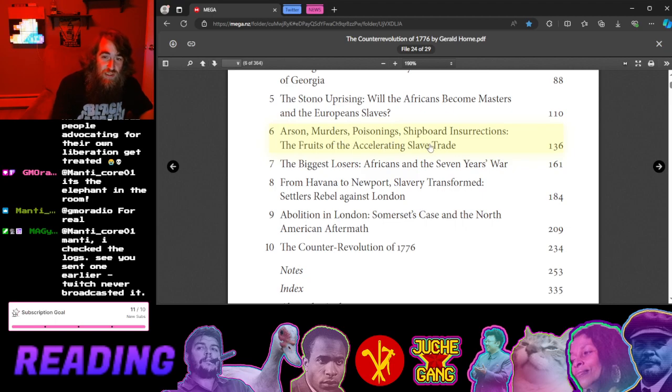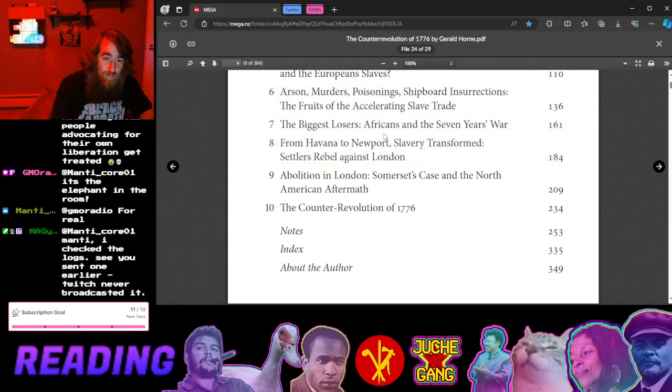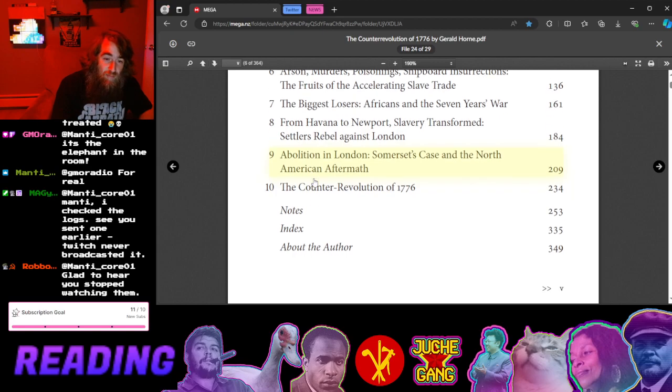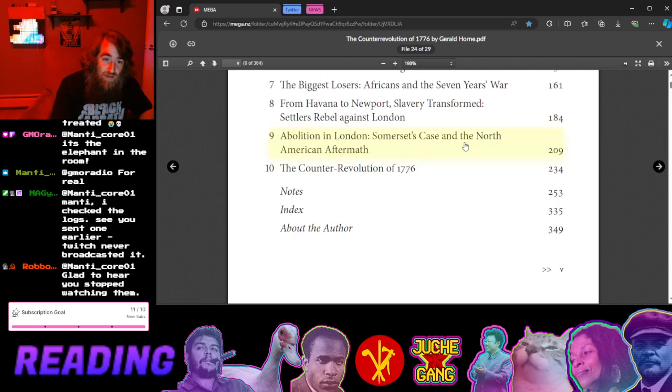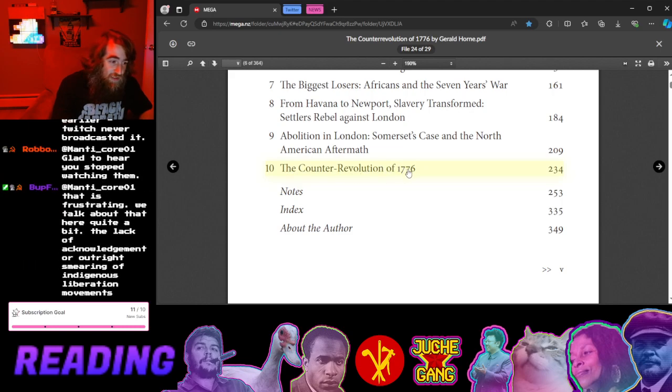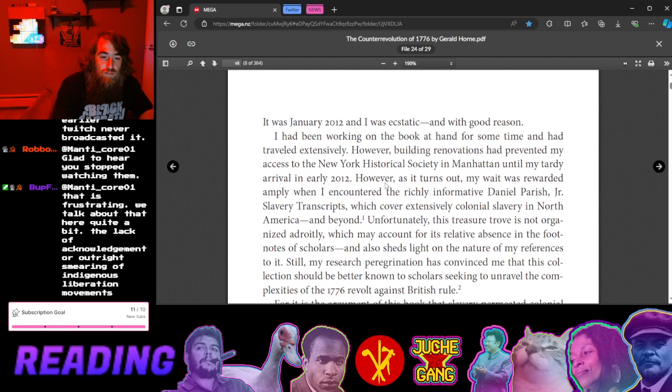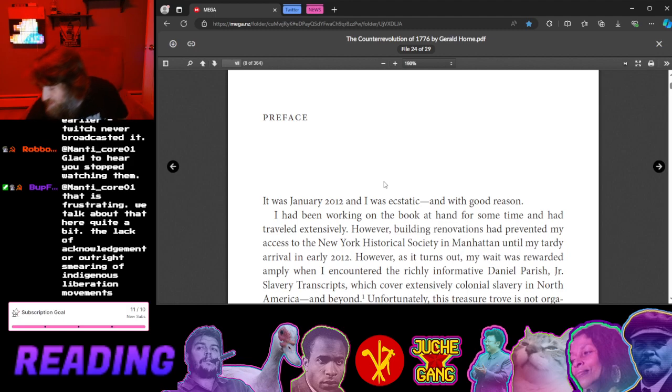Arson, Murders, Poisoning, Shipboard Insurrections: The Fruit of the Exhilarating Slave Trade. The Biggest Losers: Africans in the Seven Years' War. From Havana to Newport: Slavery Transformed. Settlers Rebel Against London. Abolition in London: Somerset's Case and the North American Aftermath, and the Counter-Revolution of 1776. So today we'll start with the preface and the introduction.